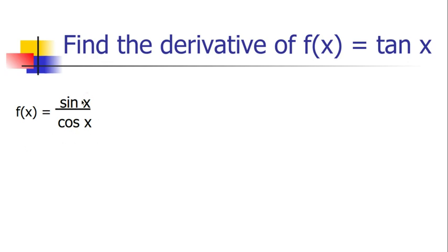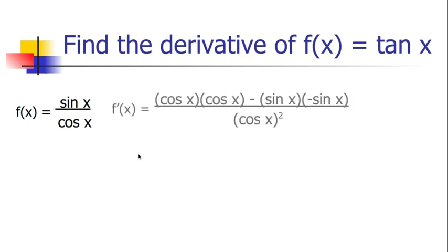Now that we have a quotient and we know the derivatives of sine of x and cosine of x, we're going to use our quotient rule. Notice how I'm labeling it. This was f of x because it was the original function, but now this is the derivative, so I'm labeling it f prime of x. Now we've got our quotient rule: low, d high, the derivative of the high function, the derivative of sine x is cosine of x, minus high, d low, the derivative of cosine x is negative sine x, over the square of what's below.